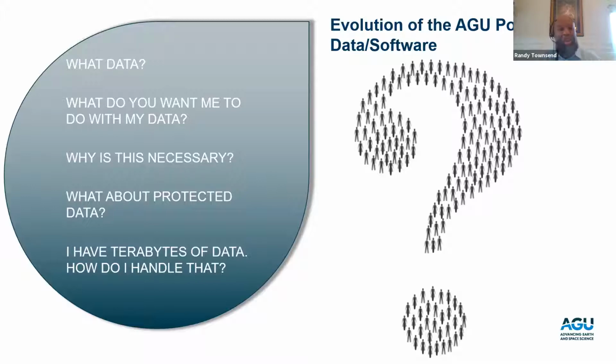And then the question is, well, why is all of this necessary? And of course, as Jake mentioned, to make your data findable, accessible, interoperable, and reusable. Of course, everybody knows that. Then the question is, what about my protected and restricted data, or my terabytes of data? How do you expect me to handle that? And we heard more and more great questions that really needed a lot of consideration, but it helped us understand what we needed to really have in our discussions.